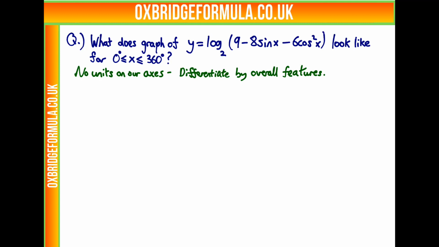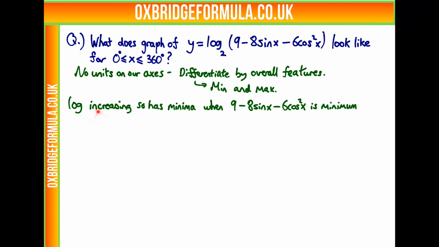And also maybe looking at locations of stationary points, i.e. mins and maxes. So let's try and work out where the minimums and maximums are, as we see from our options they all occur at different places. We see that log is an increasing function, so it has minima exactly when the interior of our logarithm is at a minimum. So our function is minimized when this is minimized. So let's try and minimize this.